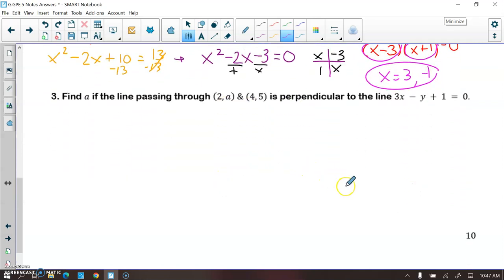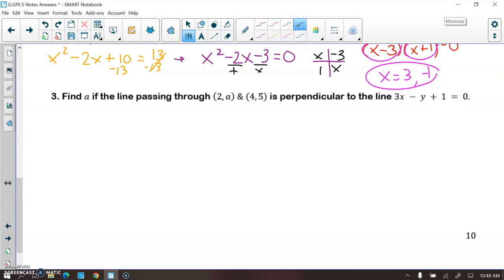All right, the last problem on this video is number 3. It says to find A if the line passing through these 2 points is perpendicular to that line that's given to you. So I need to find the slope of the line that's given to us. So I'm going to subtract 3x from both sides. Actually, there's an easier way to go about this one.